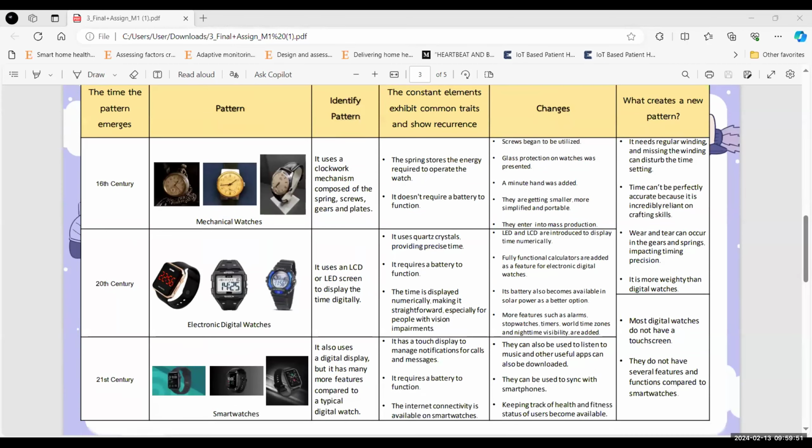There are also some changes in the pattern, like first screws were added and glass protection was also presented, and a minute hand was added later, and they're getting smaller and smaller, and they became portable later. And at first they were just produced one by one, but later they entered into mass production.